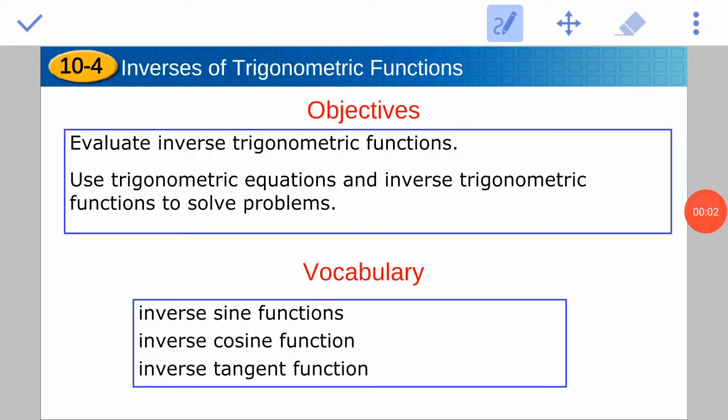Hello Algebra 2 students, welcome to part 1 of section 10-4, inverses of trigonometric functions. In this lesson you're going to learn how to evaluate inverse trigonometric functions and how to use the inverse trigonometric function to solve real world problems.